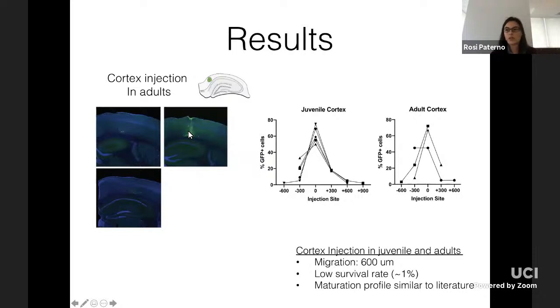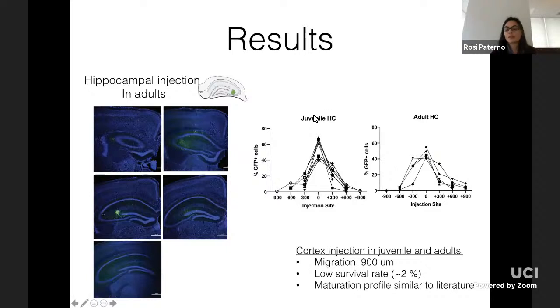the injection in the cortex, what we found is that the cells leave the injection site, but the distribution of the cells is mostly around the injection site. And we can see here in juvenile cortex that some cells migrate up to 600 micrometers from the injection site, but most of them will be around the injection site.